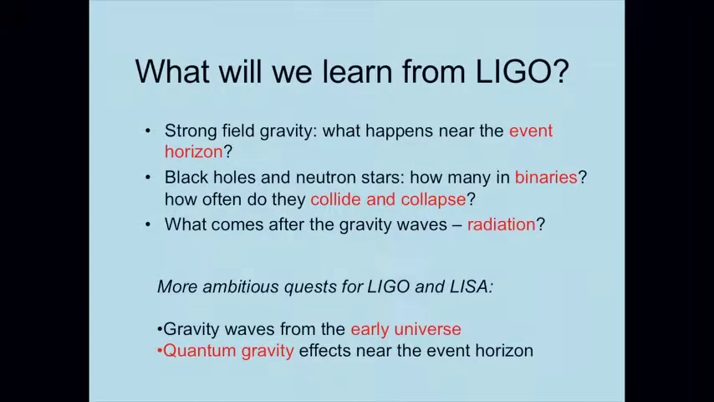Okay. Since this event, they have detected a couple of others, not quite as dramatic as this one, but we are all convinced their experiment is working. They're going to be recording a bunch of these events, like dozens in the coming years. So what are we going to learn from this particular experiment and others that are going to come after it? We're going to learn about strong field gravity. What happens near the event horizon of a black hole?